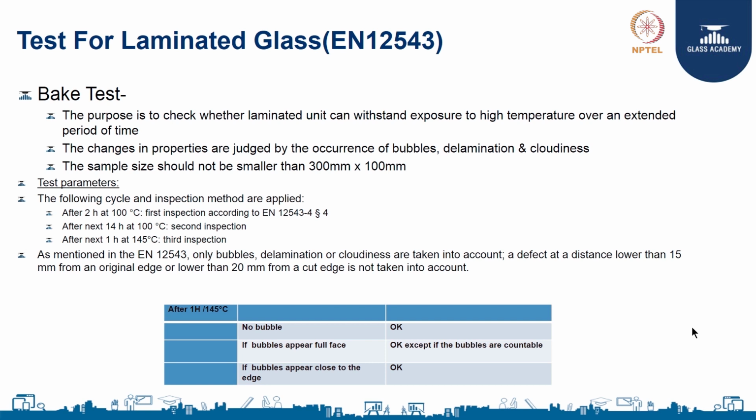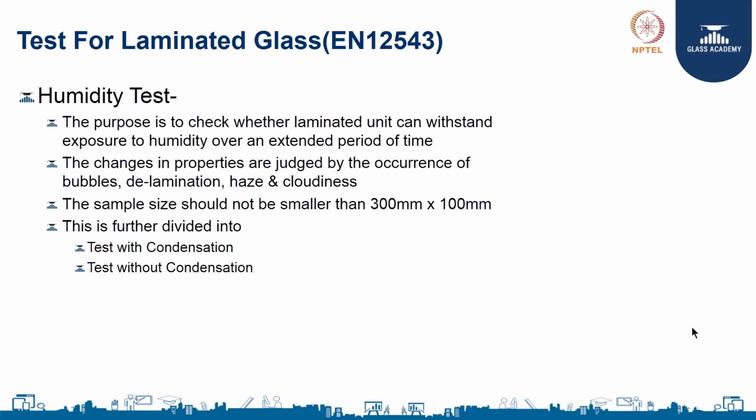The next test for laminated glasses is the humidity test. The purpose is to check whether the laminated unit can withstand exposure to humidity over an extended period of time. The change in properties is judged by the occurrence of bubbles, delamination, haze and cloudiness. The sample size should not be smaller than 300 by 100 millimeter. This is further divided into 2 categories: test with condensation and test without condensation.